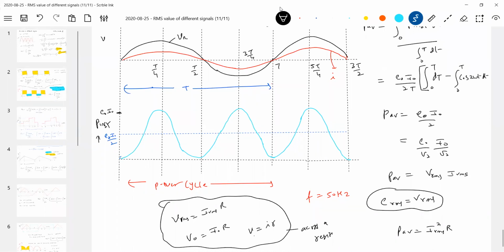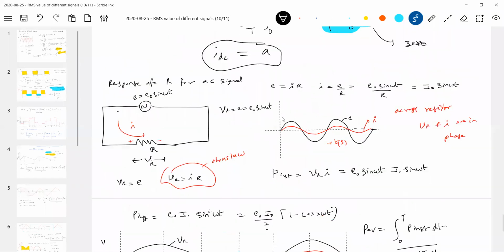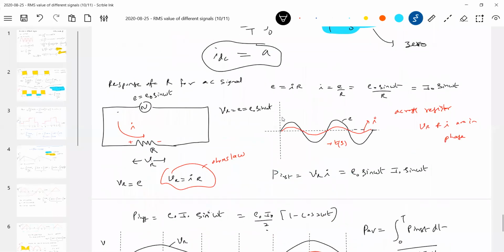Anything else, it's all left to you. This is about how voltage and current will be in phase. Is that okay? So this is the basic behavior of the AC signal across a resistor. The power variation will be of this kind.